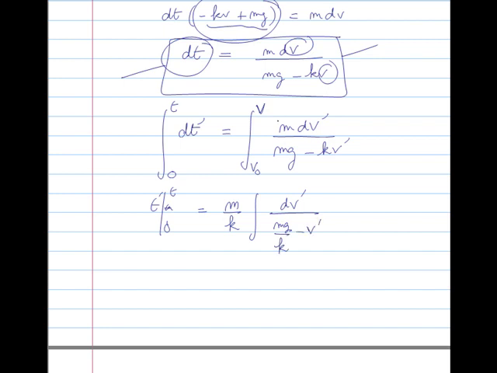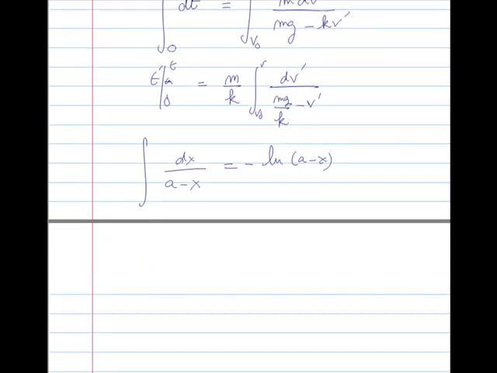Okay, so I took the m outside of the integral because it's a constant, and then I factorize k from the bottom part. And once I've done this, I can easily recognize, hey, this looks like a result from Calculus 1, which is the integral of dx over a minus x, and this should give me minus ln of a minus x. So I could use these results.